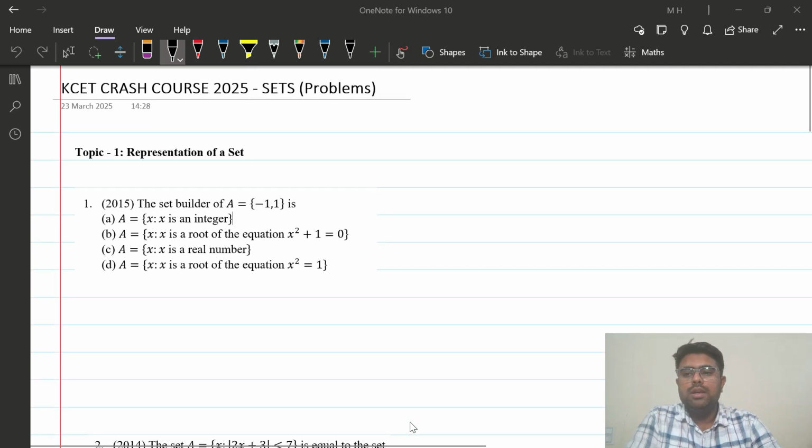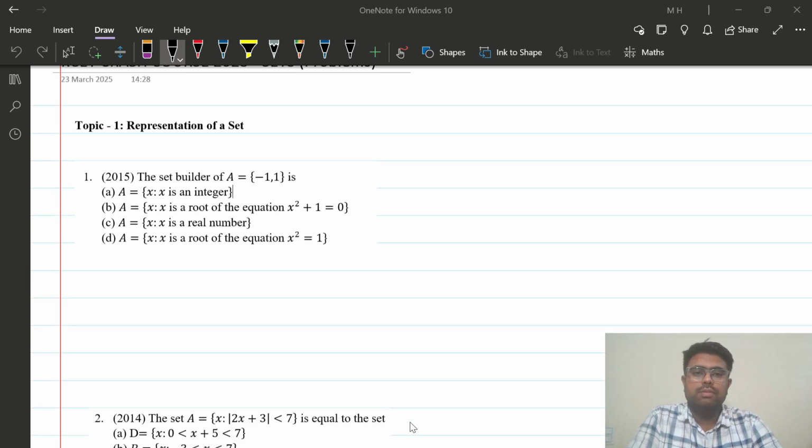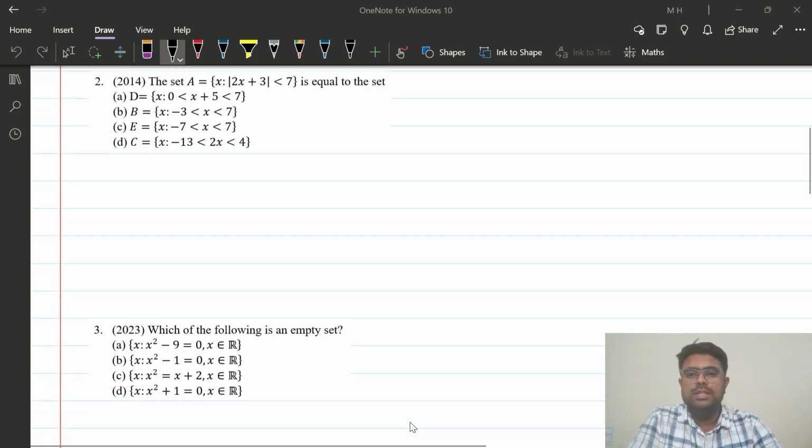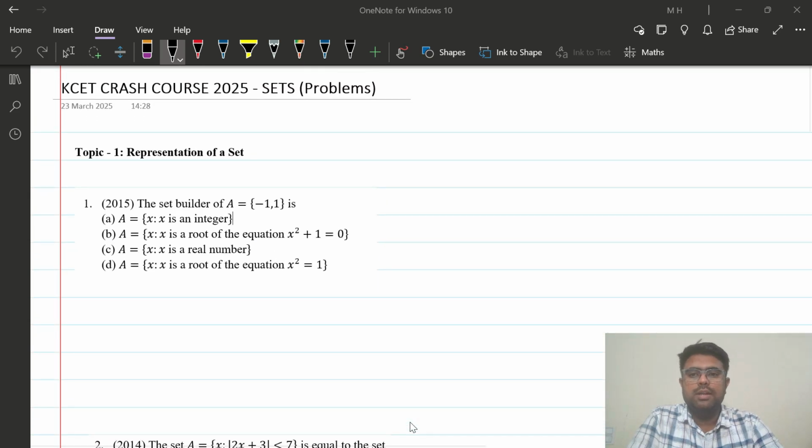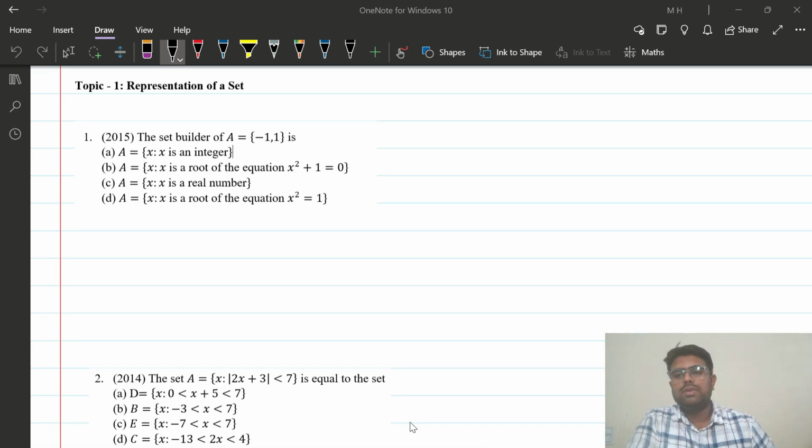Okay, so mainly the questions that we are going to get are from two topics in sets. The first one is the representation of a set, and the second one is about the subsets. Okay, the number of subsets and the overall subset concept. So without any further delay, let us take up the first question. The first question says the set builder form of, okay, I think there's a typing mistake here. The set builder form of the set A equal to {-1, +1} is, okay.